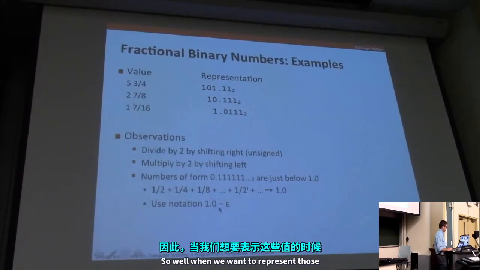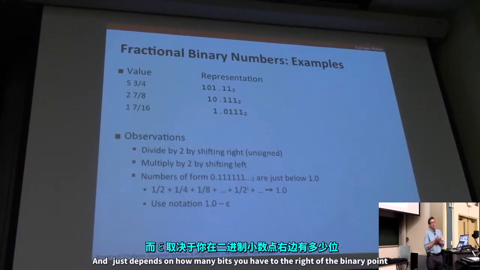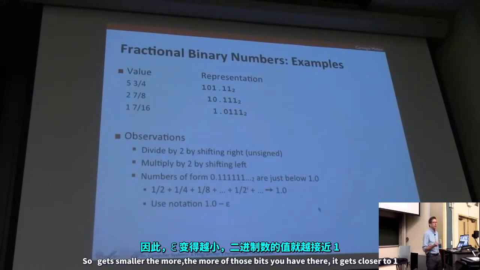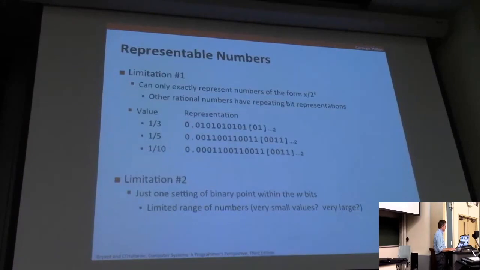When we want to represent those, we sometimes refer to numbers of that form as 1 minus epsilon, and epsilon just depends on how many bits you have to the right of the binary point. The more of those bits you have, the closer the number gets to 1, and epsilon gets smaller.